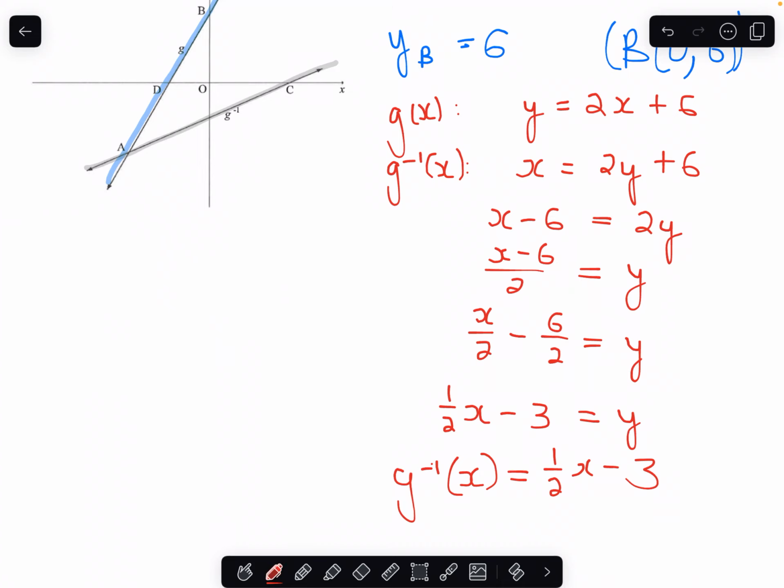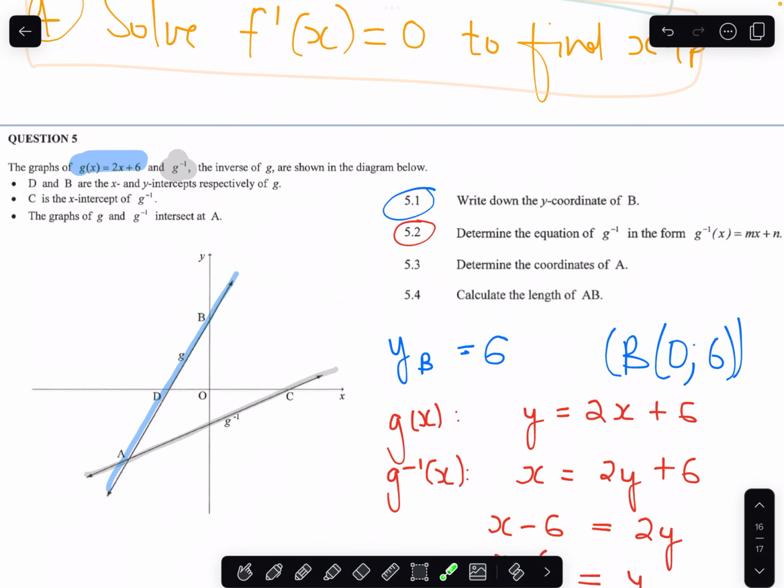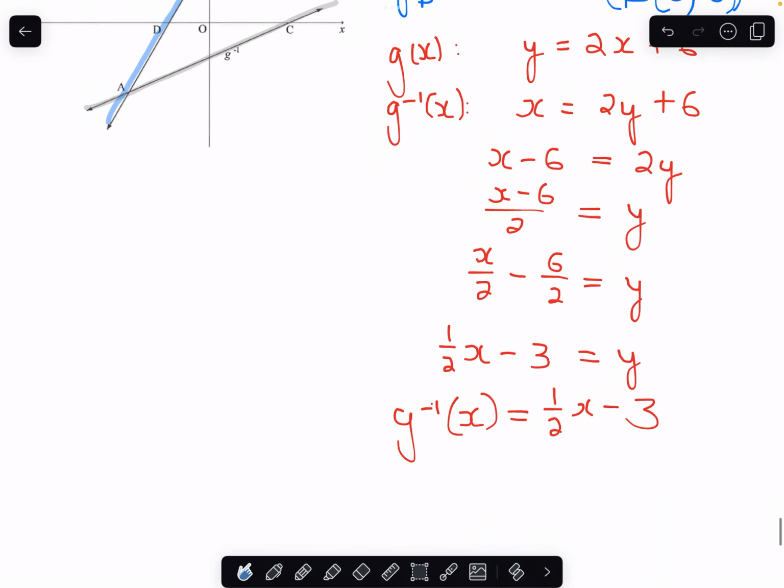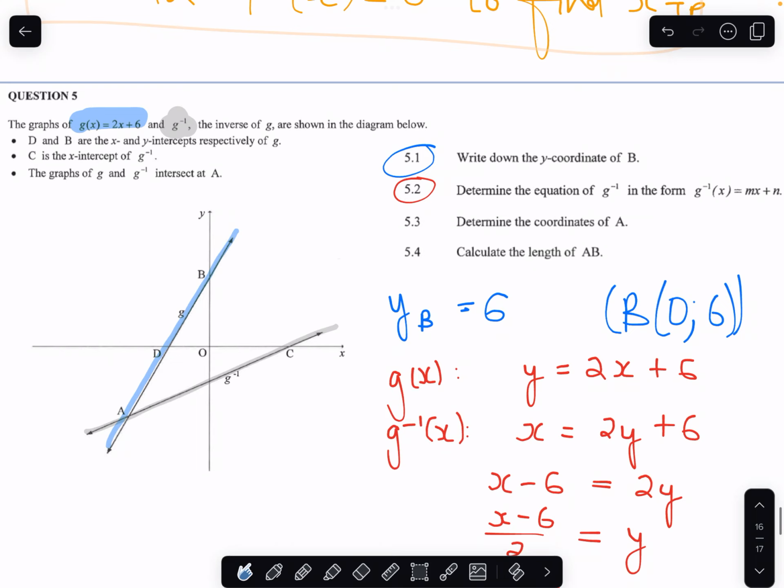So you can do that test logically, or you can test it with a number, right? Let's say we input 10 over here, so 2 times 10 is 20 plus 6 is 26. If we then take 26 and put it in here, we should get back to 10. So half of 26 is 13, minus 3 is indeed 10. So we have a bit of confidence that we have worked out our inverse correctly.